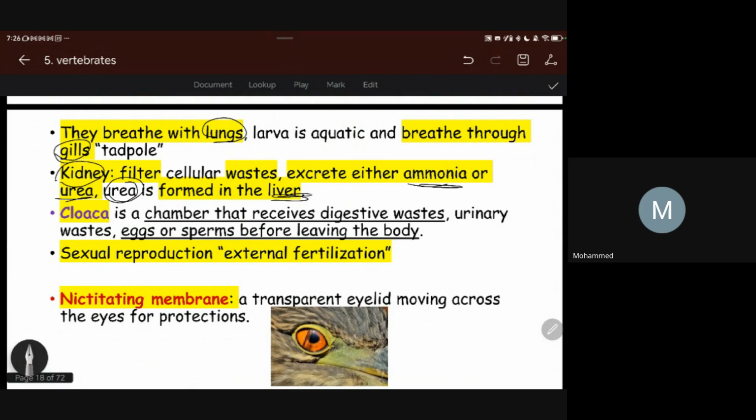They have a special feature, which is the cloaca. It is a chamber that receives digestive wastes. So it's a chamber that holds the waste, and it also carries the eggs or sperm before they leave the body. So it's like a sac that holds either wastes or the reproductive materials of the animal.